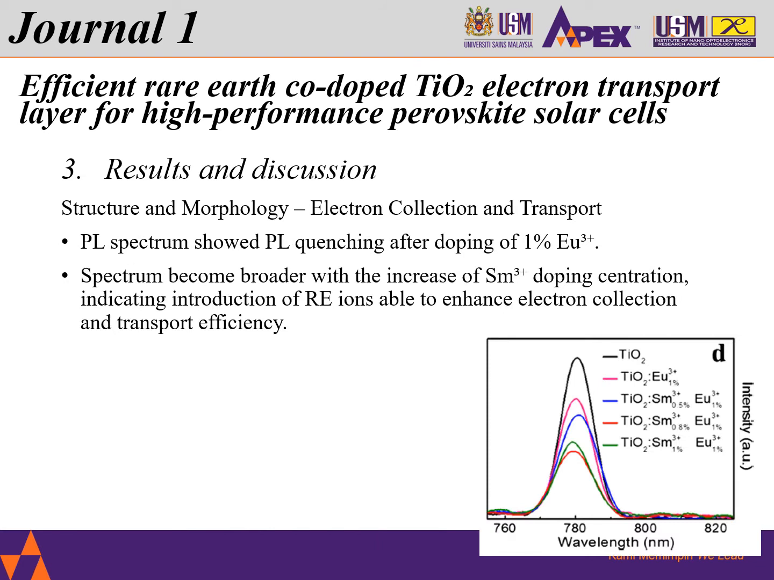Another characterization, which is the PL spectrum, also shows a PL quenching after doping of 1% of EU. So the spectrum becomes broader and broader with the increase of SM doping concentration. So this also matches what we observed in the previous characterization, that the introduction of Re ions is able to enhance the electron collection and transport efficiency.